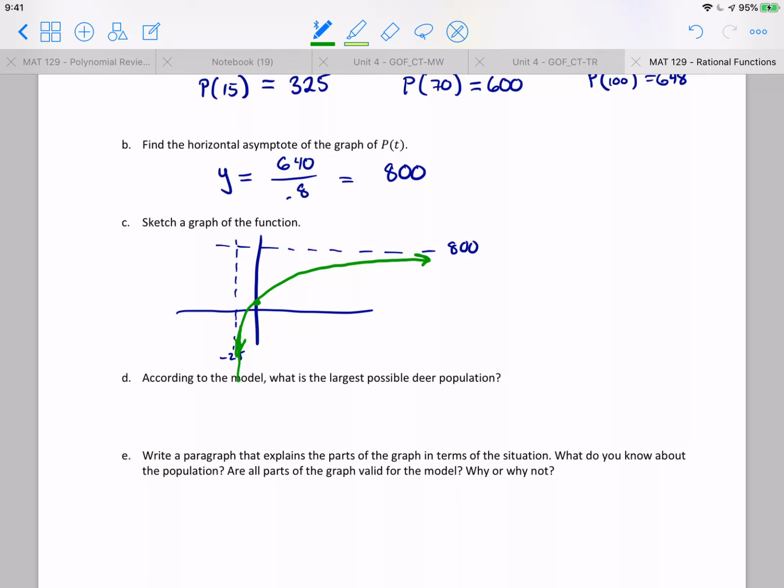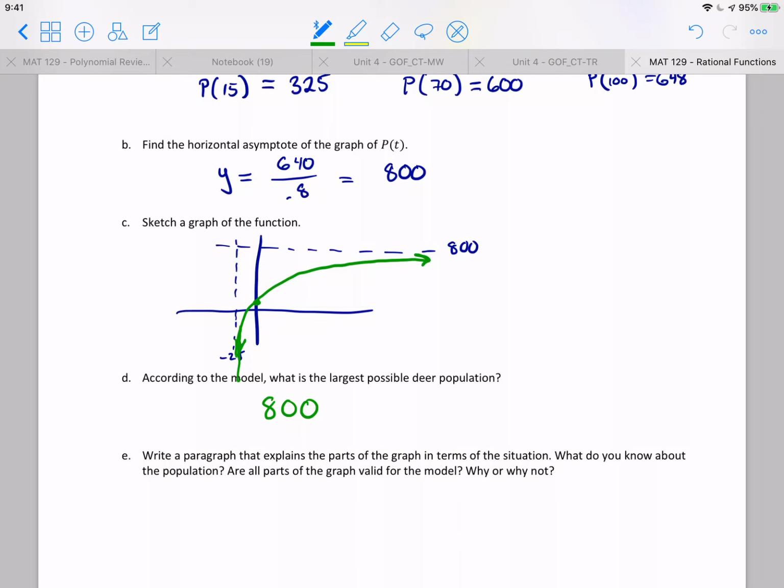All right. And then there's some stuff on the left, but I actually don't really care about that. And according to the model, what is the largest possible deer population? Well, the largest possible population would be that horizontal asymptote of 800. And then the last thing is just interpreting some things about this model. So write a paragraph that explains parts of the graph in terms of the situation. What do you know about the population? Are all parts of the graph valid for the model?